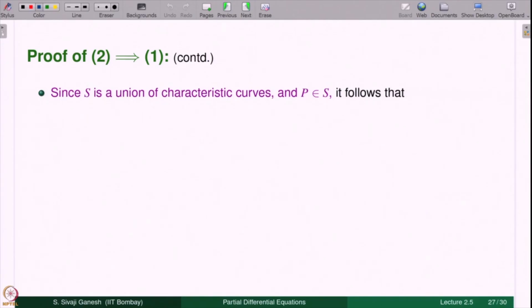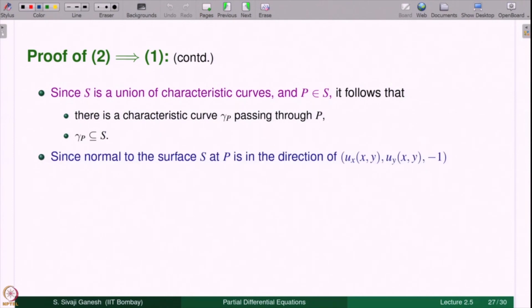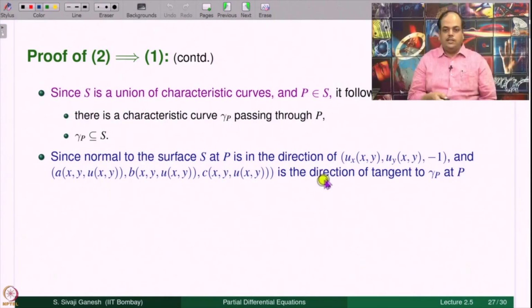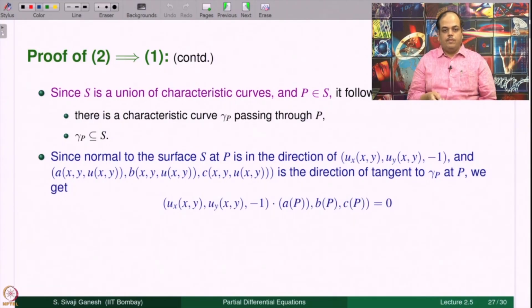Since S is a union of characteristic curves and P is in S, it follows that there is a characteristic curve gamma P passing through P, and gamma P is contained in S. Since the normal to the surface S at the point P is in this direction (ux, uy, minus 1), z equal to u of (x, y), (ux, uy, minus 1) will be a normal direction, and (a, b, c) at the point (x, y, u(x, y)) is the direction of the tangent to gamma P at P, therefore, their dot product must be 0. So, this shows 2 implies 1.